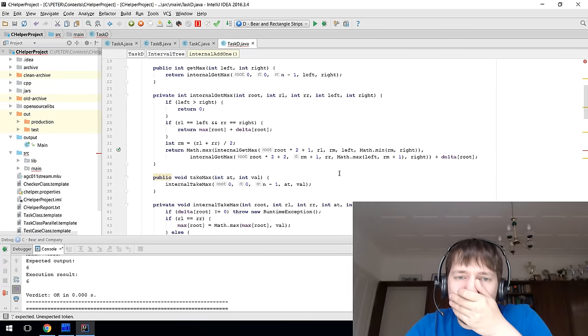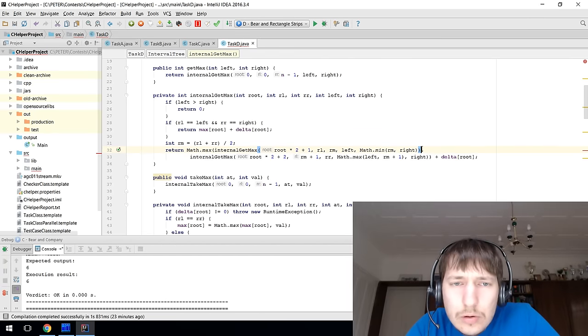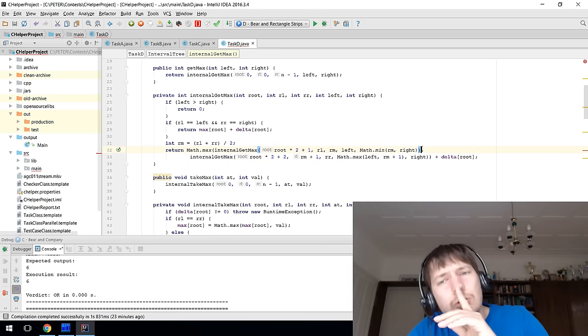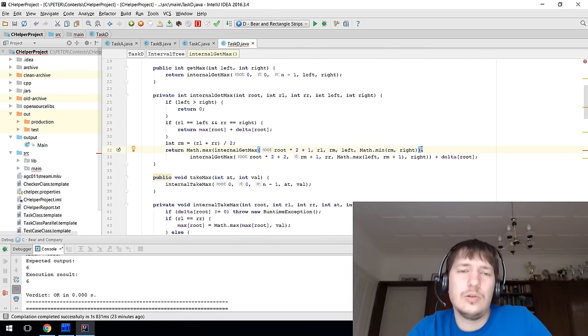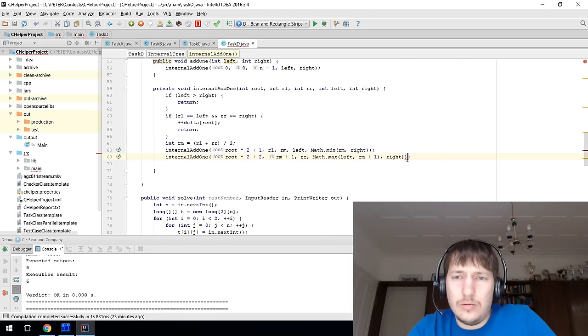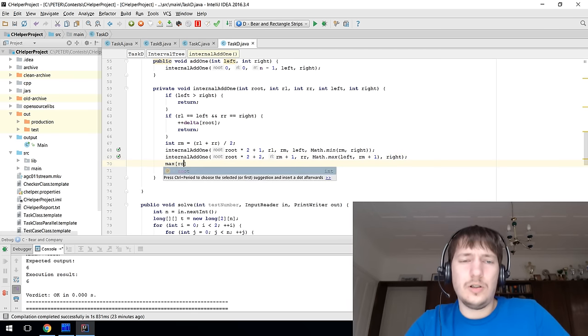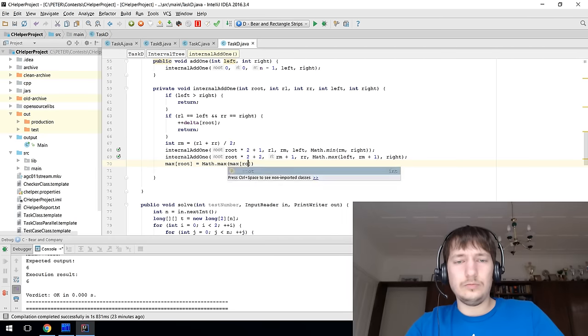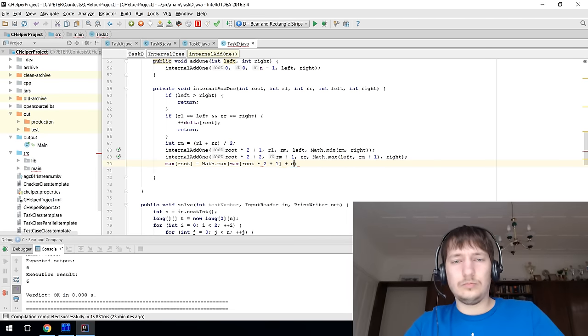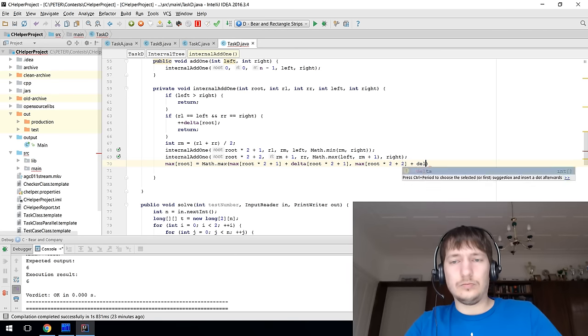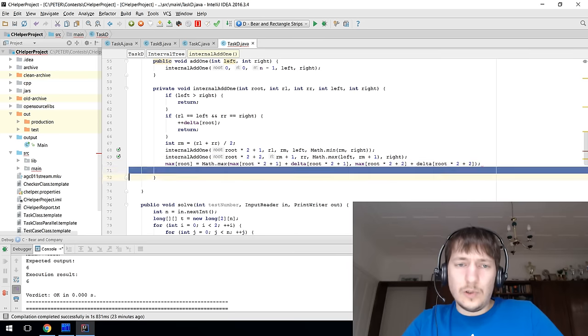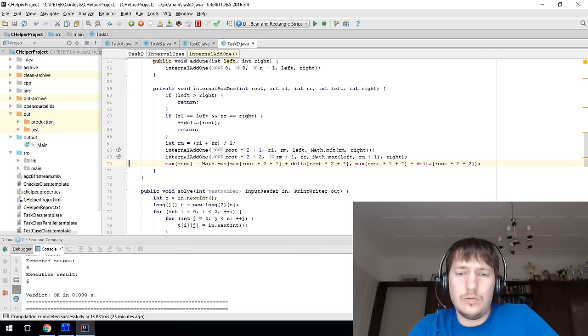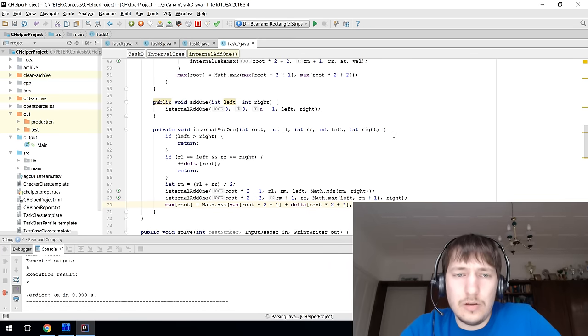Okay, wait, max plus delta. Okay, this is not good actually. Oh no, but it returned with delta, right? Already. Yeah, so it returned with delta of that one. Okay. So internal at 1. And finally we say max root. Here we update the maximum. That's it. Supposedly.